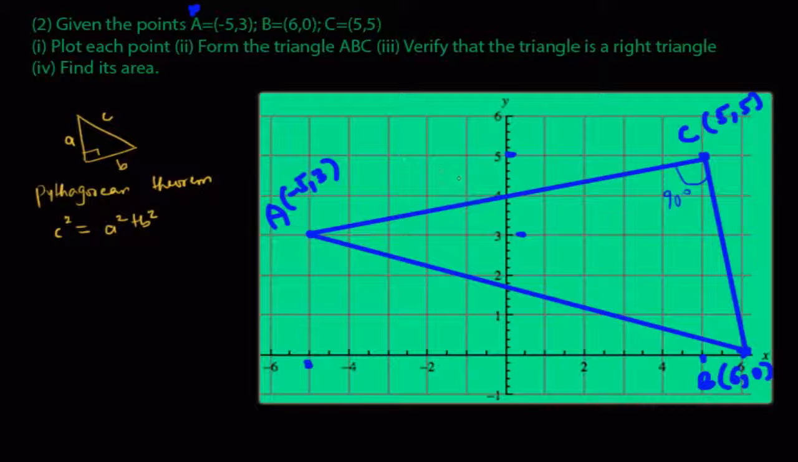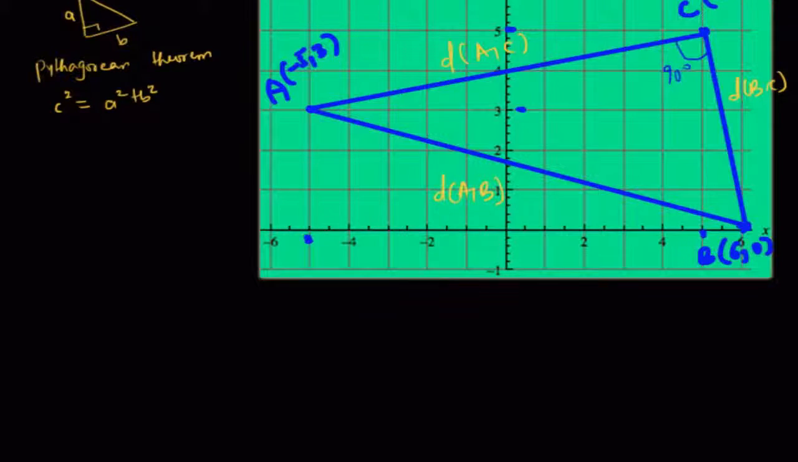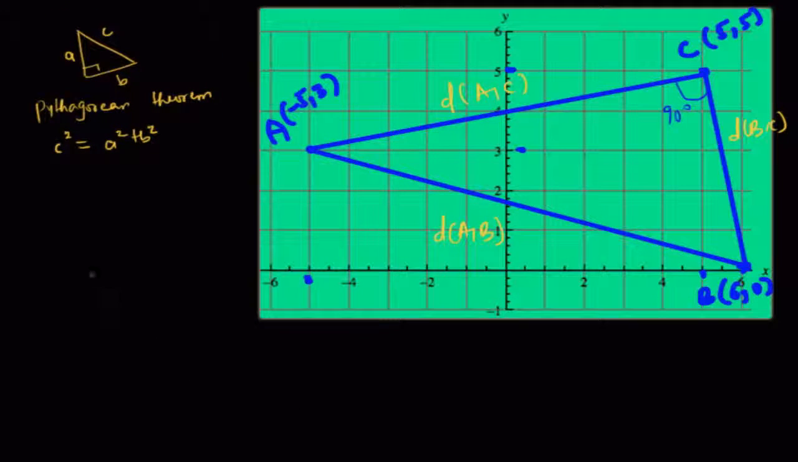So for example, from A to C, the distance is AC. From A to B, the distance is AB, while from B to C, the distance is BC. So we're going to go ahead to find the distance AB, distance BC, and distance AC.